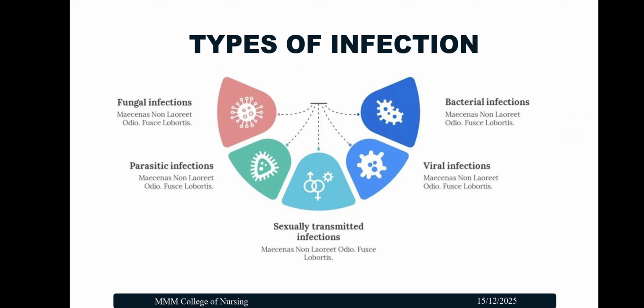Then we'll see about parasitic infection. Parasitic infection is caused by parasites, that is worms or protozoa. Some of the common examples are malaria, amoebiasis. It can be spread through contaminated food, water, or through mosquitoes. It can be treated with antiparasitic drugs.